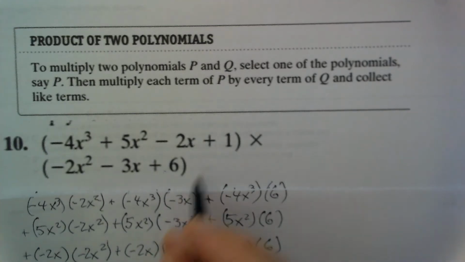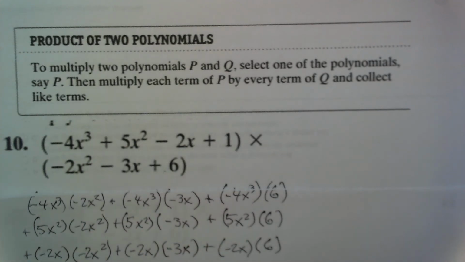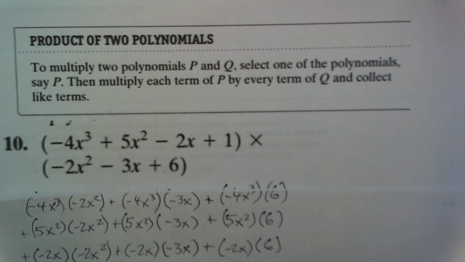And then we have 1 times, I'm going to write it out. It may seem silly, but I'm going to write it out. 1 times minus 2x squared plus 1 times minus 3x plus 1 times 6. So you see we've got all the factors lined up, minus 2x squared and minus 3x and minus 2x here, and the 1.